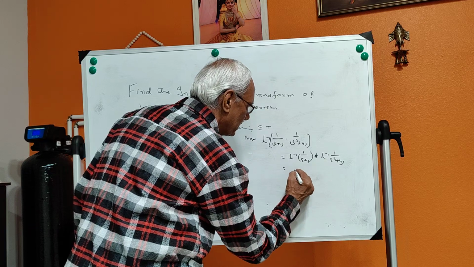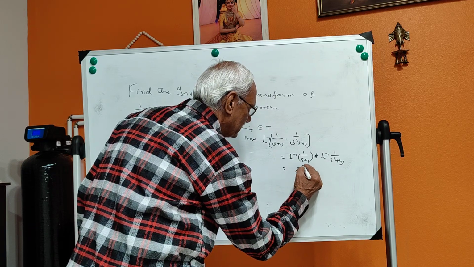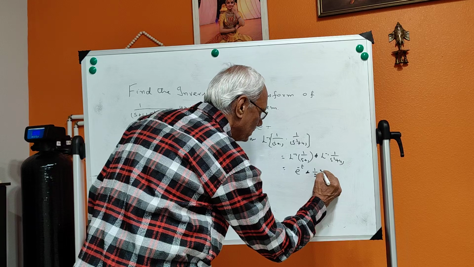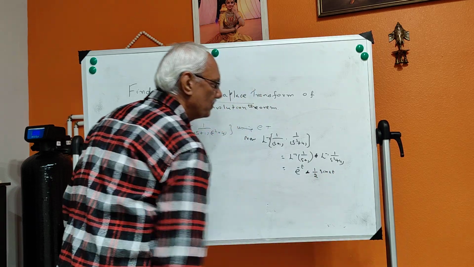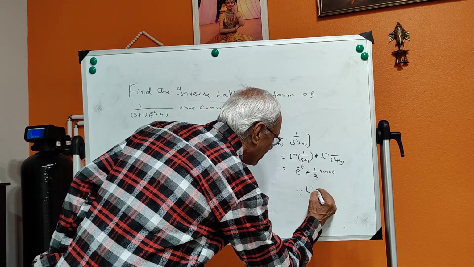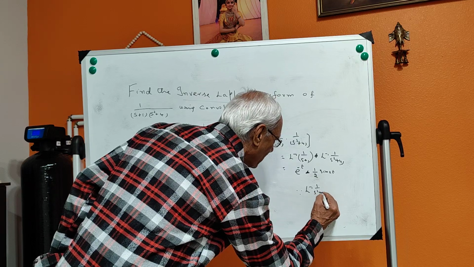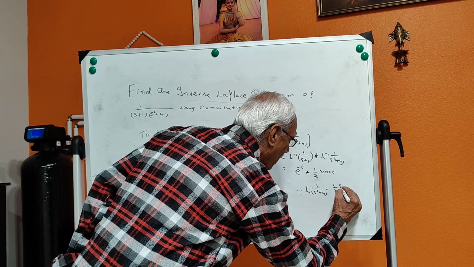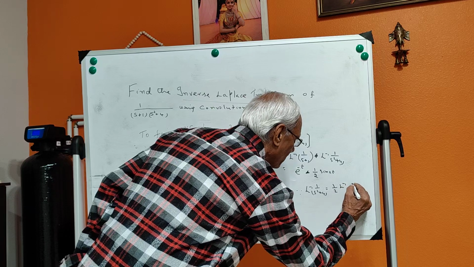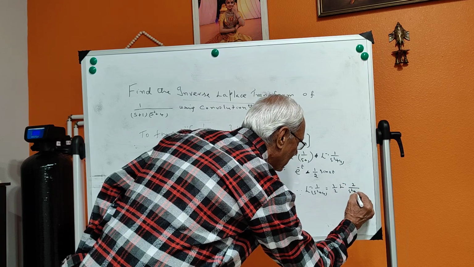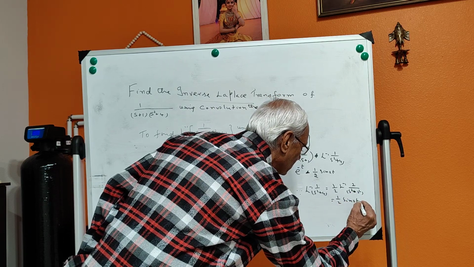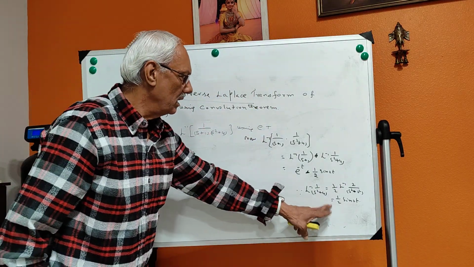So this is nothing but e to the power of minus t convolution half into sine 2t, since L minus 1 of 1 by (s square plus 4) is equal to half into L minus 1 of 2 divided by (s square plus 2 square), that is equal to half sine 2t. So that is why I have written here half sine 2t.